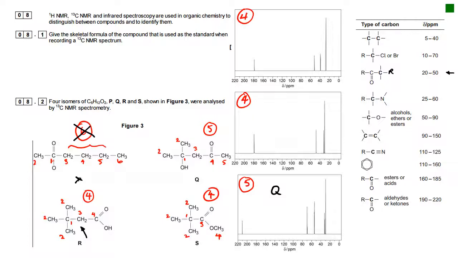So let's move across to S and have a look at S. This carbon here: that is a carbon in a methyl group that's attached to an ester link. Okay, so let's see if we can find that carbon.